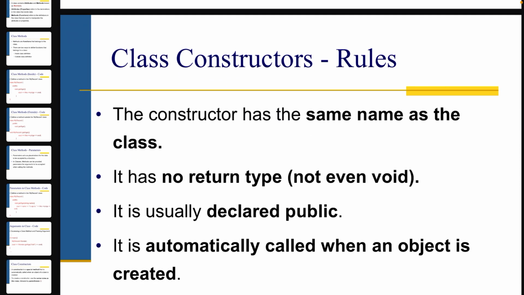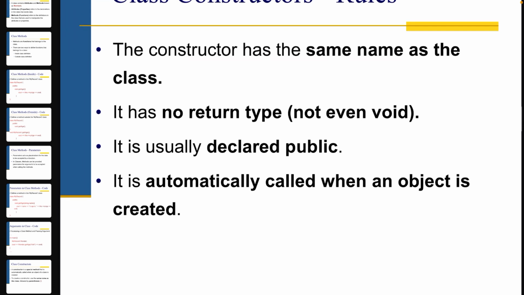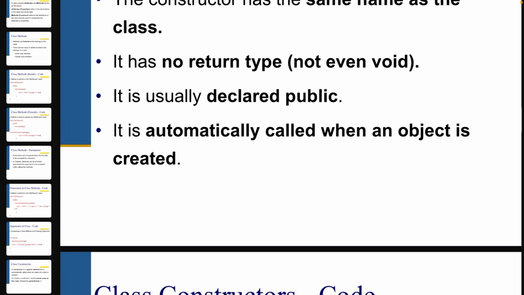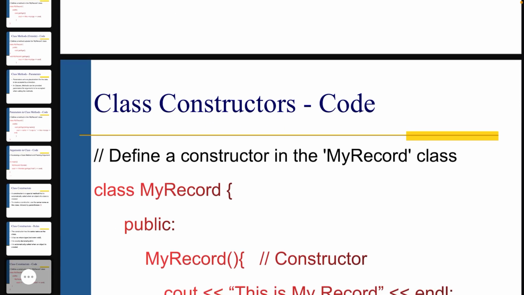And these are the rules for a class constructor. The constructor has the same name as the class, and it has no return type, not even void. It is usually declared public, and it is automatically called when an object is created. And there is the code for a class constructor.